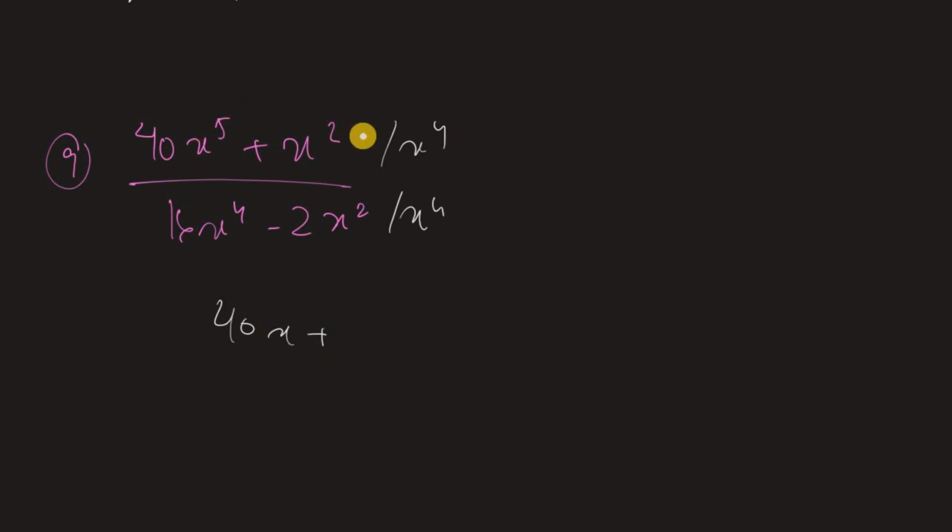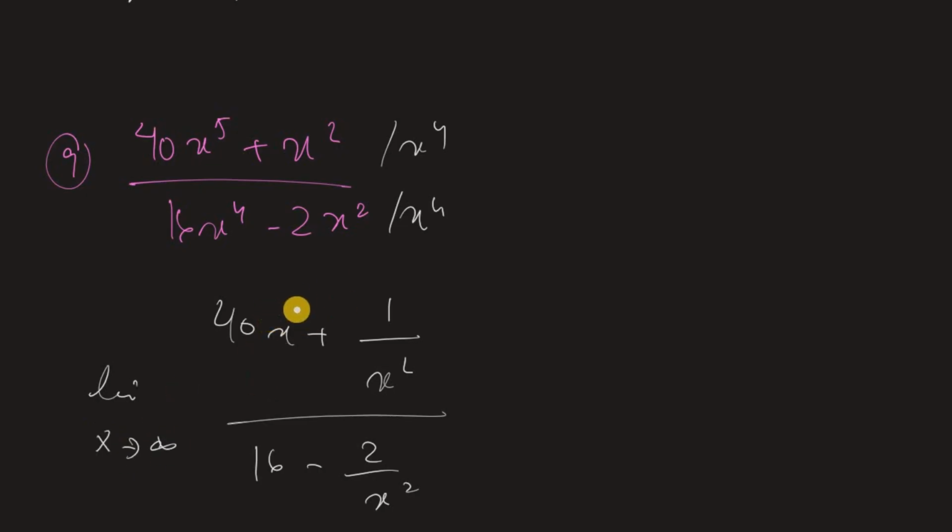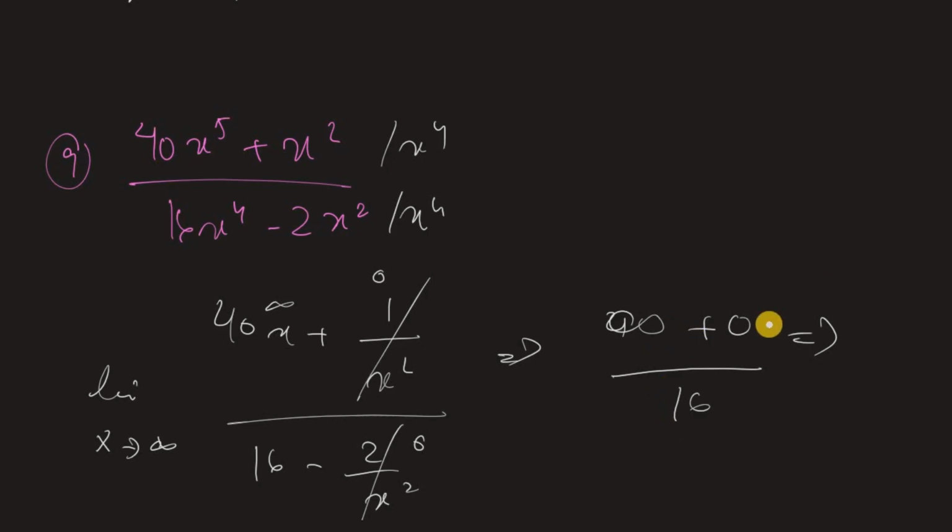So if you just want to do it quickly, because we have 5 and 4, that means we have 1 extra at the top. Here we had 2 and we have 4 at the bottom, so we have 2 extra at the bottom. Now if we put our limit in, this becomes 40 times infinity, and then this is going to be 1 over infinity, that would be a 0. So what do we end up getting? We get infinity plus a 0 over 16.